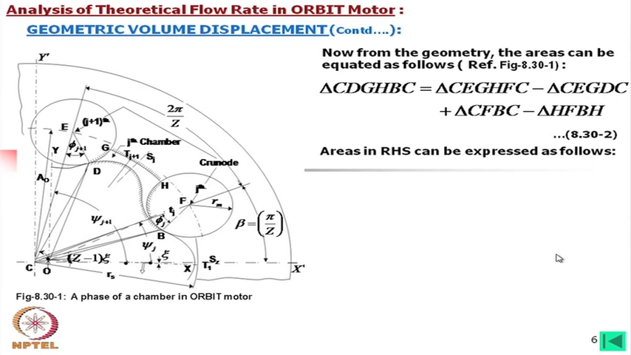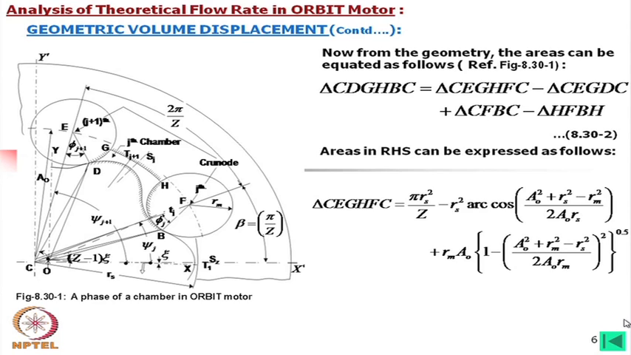Okay. Now, area in right hand side can be expressed as follows. This is purely geometric analysis. First, we have considered this one. This is we have taken pi r s, where r s is the radius of this inner circle, pi r s square by z, that is the whole area, minus r s square. This is we have taken 1/7 of this area, because this area will be 1/7, and then we have taken r s square arc cos. You can just understand this, how it is. This is the cos inverse, arc cos mean cos inverse of this angle.